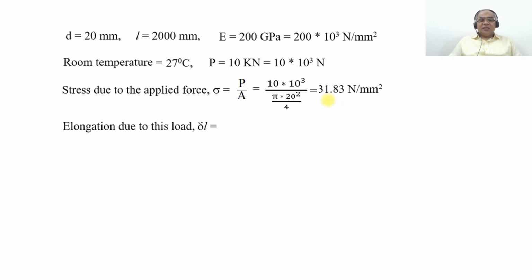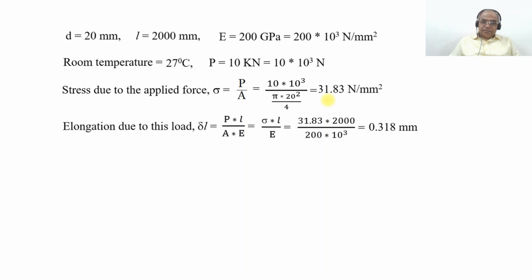So elongation due to this load. As it is stretching, delta L will be equal to P into L by A into E, which is equal to sigma into L by E, which will be 31.83 into length of the bar 2000 divided by 200 into 10 to the power of 3, which will be equal to 0.318 mm. So that is the total elongation you will get when it is stretched and fixed at the point B.